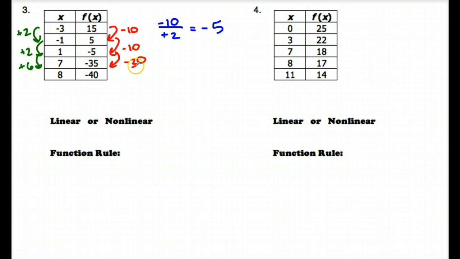So at first, it looks like I have a non-constant rate of change here, because all of a sudden, instead of going down by 10, I'm going down by 30. But I'm also changing what I went up by on my x side. Instead of going up by 2, I'm going up by 6. So this is why that term rate is important.